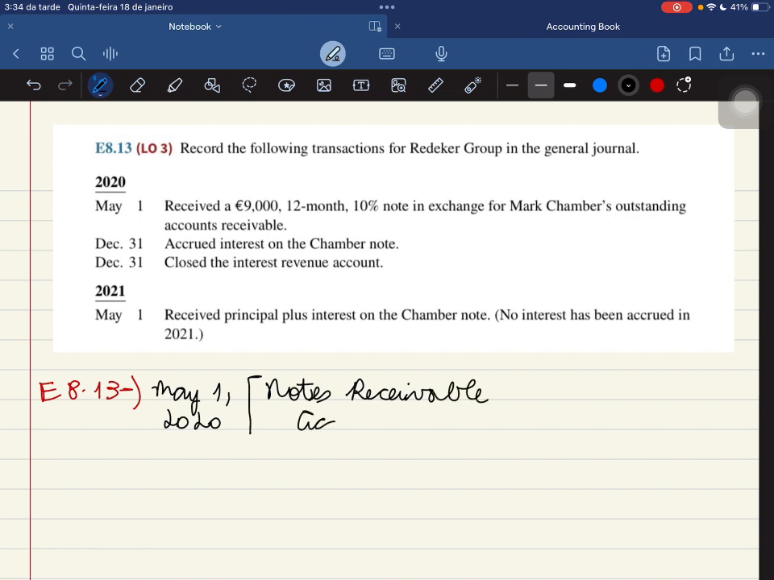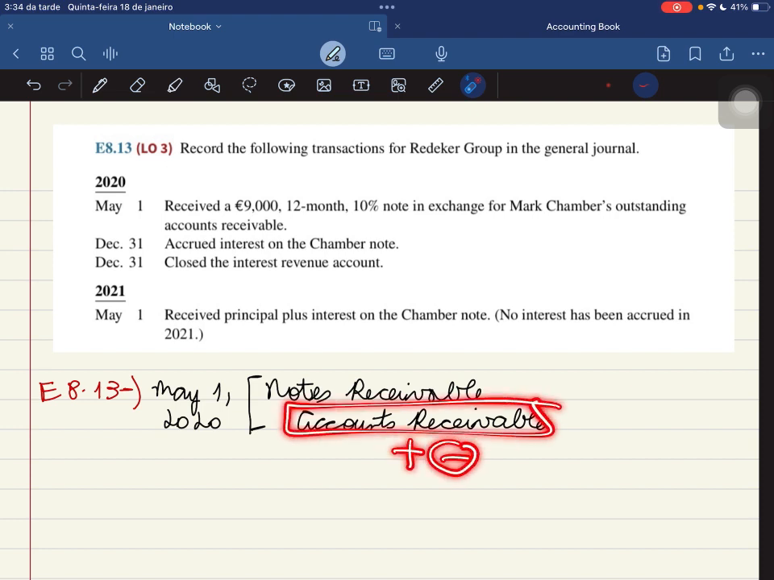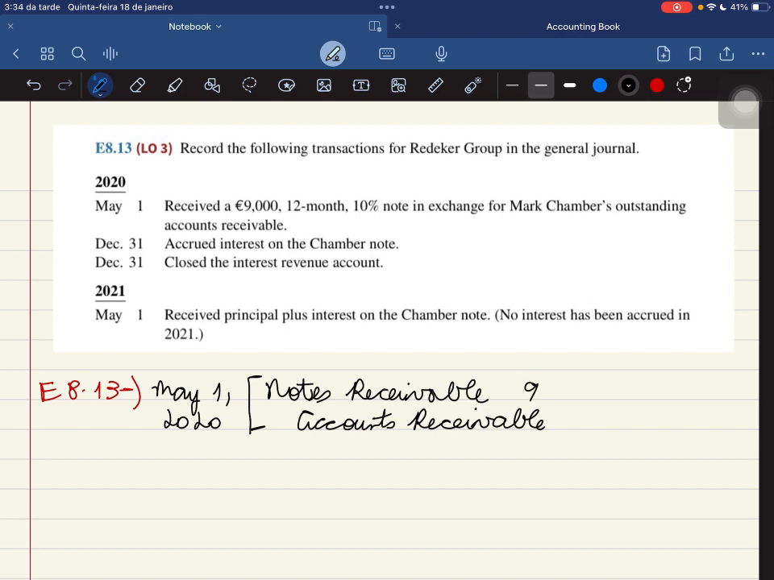and accounts receivable has to go down, right? Because it is in exchange for this accounts receivable, which means that probably this person bought something with you, and originally they bought that product on account by having this accounts receivable, but now they want to exchange it for a notes receivable. This is why notes receivable goes up, since it is a plus, and accounts receivable goes down, since it is a minus. So this is the minus position. How much is it? It is 9,000.